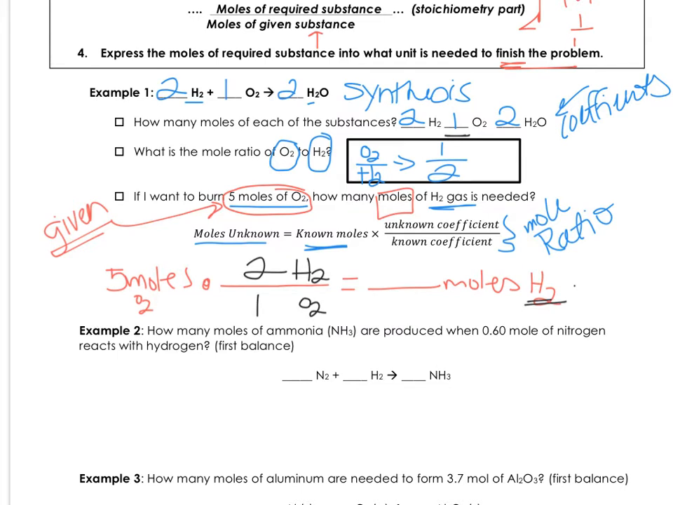So if I figure this out, I go 5 times 2, and I do get 10 moles of H2. So in order to make this reaction happen with 5 moles of O2, I need double the amount of H2. I need 10 moles of it.